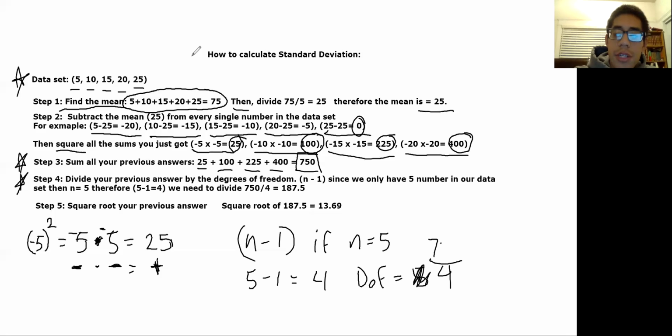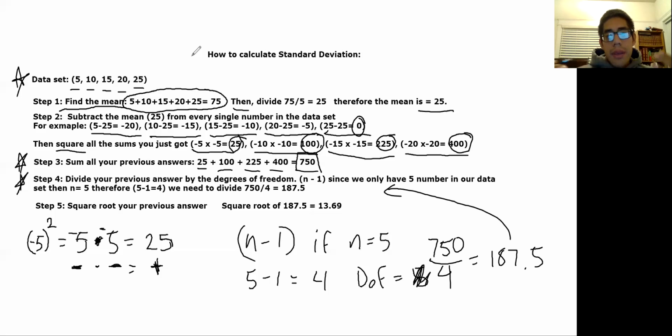Which means I have a fraction, 750 over 4. If I put that into my calculator, remember when you're dividing fractions, the numerator goes first. So it's 750, dividing symbol, then 4, which gives us 187.5. I'm right here, right? My last step is to square root my previous answer. I need to square root this.